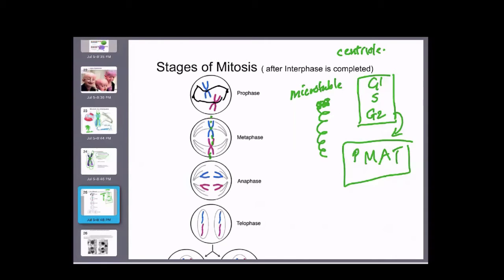So you can see what's happening in metaphase. Here come our spindle fibers that are extending from opposite sides of the cell. We call them the poles. And they're going to attach at the centromere. And now when we move into anaphase, those spindle fibers are pulling the chromosomes apart, pulling them to opposite sides of the cell.